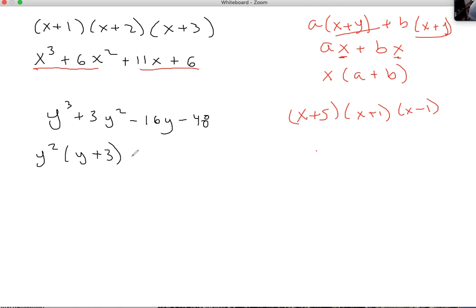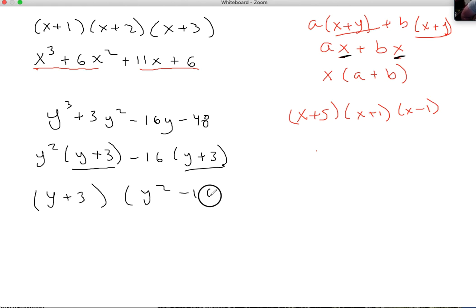So here, if I took out a negative 16, that's going to leave me another y plus 3. So now I have something of the form where I have something times something plus or minus something times the same something, and that's the important piece: this is acting like that x I have right there. That allows me to take that out front, and then leaves me my difference of squares.